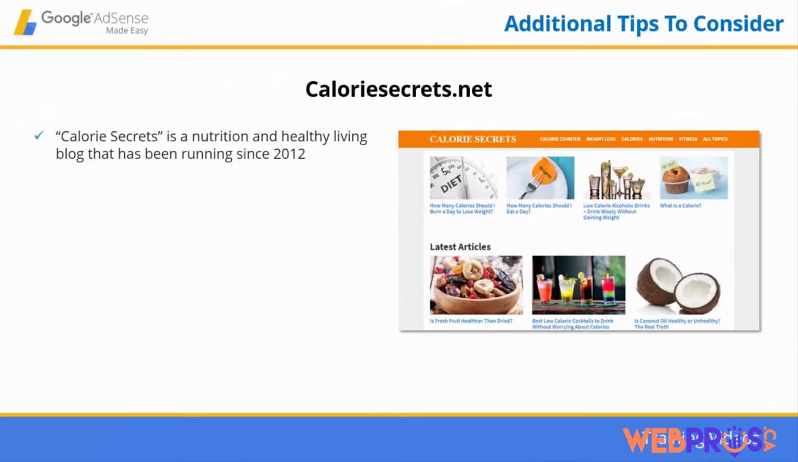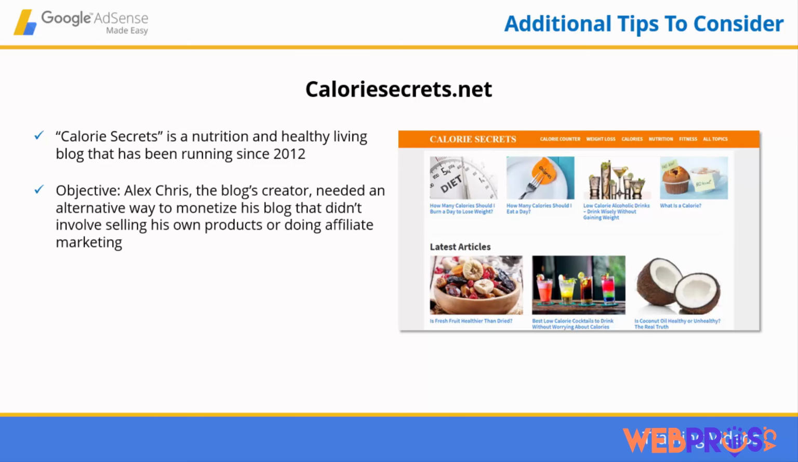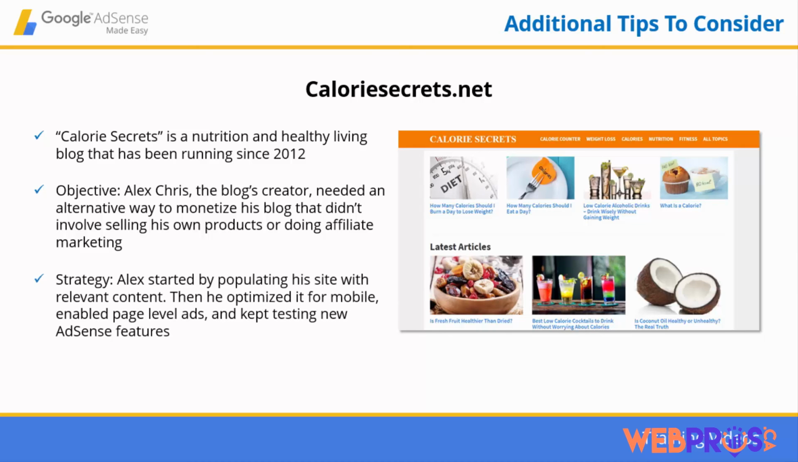CalorieSecrets.net. Calorie Secrets is a nutrition and healthy living blog that has been running since 2012. Objective: Alex Chris, the blog's creator, needed an alternative way to monetize his blog that didn't involve selling his own products or doing affiliate marketing. Strategy: Alex started by populating his site with relevant content. Then he optimized it for mobile, enabled page-level ads, and kept testing new AdSense features. Results? Calorie Secrets has made Alex $100K in ad revenue in only 5 years.